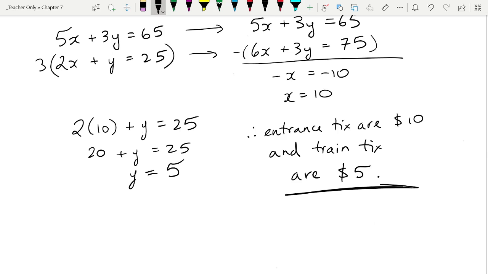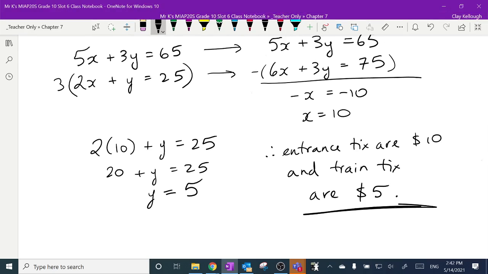Just stopping when you get x equals and y equals and not giving me a conclusion costs you half a mark. It's a word problem. It should have a conclusion statement. Any questions on how I did that? All right. Looking good.